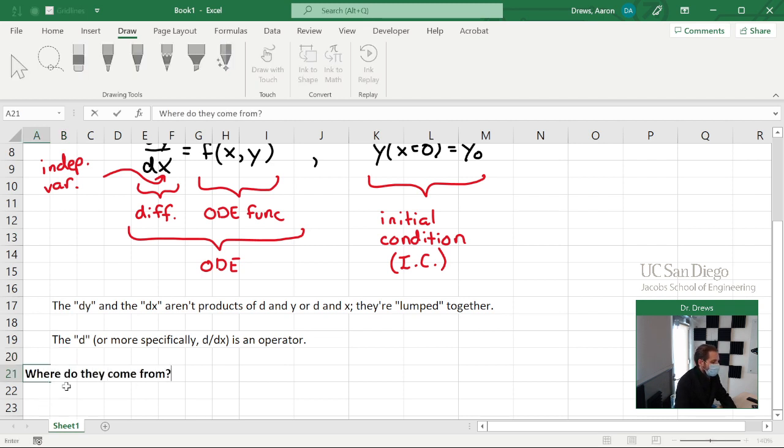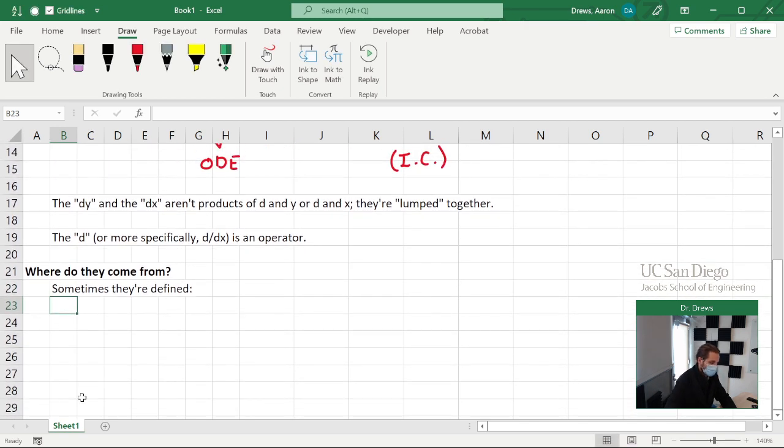Where do they come from? How do we end up with something like this? It depends on what class you're in. Sometimes they're defined. So from your physics courses, whether you've had to write them in ODE form yet or not, we've actually seen in this class that the rate of change of position with respect to time is defined as velocity.